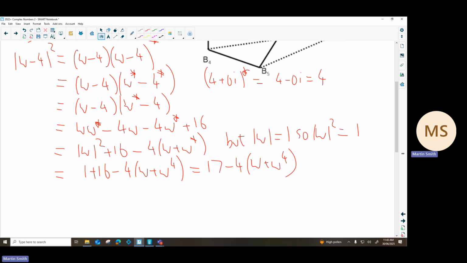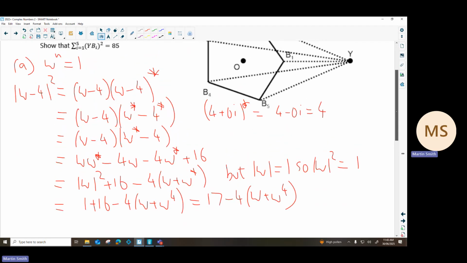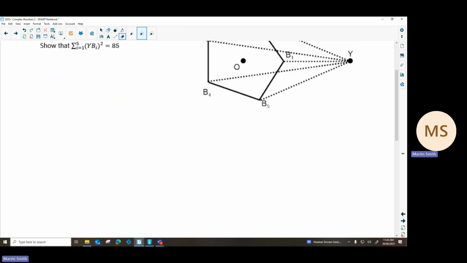Pause the video for a second if you haven't written that down. I'm going to rub this out and then have a go at part 2 of this question, which, as I said, is also non-obvious and quite difficult. So we'll get rid of all of this, and now have a go at part B.